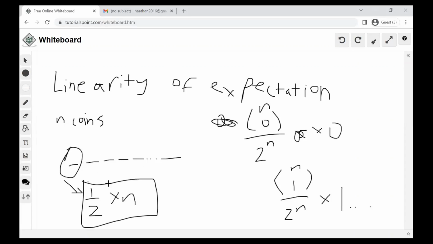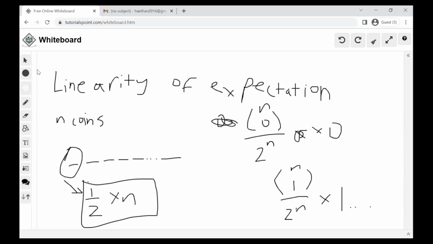So this example might have seemed kind of obvious, but the trick is that this idea of linearity of expectation, where we shift the way we count things, works in situations where the events aren't independent. For example, what's an example? Well, I'll give another example.